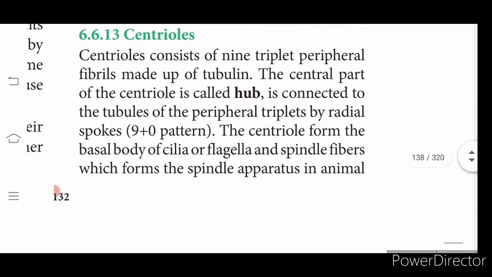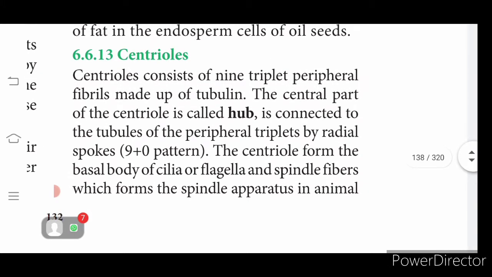Okay, next we have the centriole. It consists of 9 triplet peripheral fibrils made up of tubulin. Tubulin is the name of the protein. The central part of the centriole is called the hub. It is connected to the tubules of the peripheral triplets by radial spokes. Radial spokes are like the sun, you have one in the middle and also towards the side. The spokes represent the outer circle.